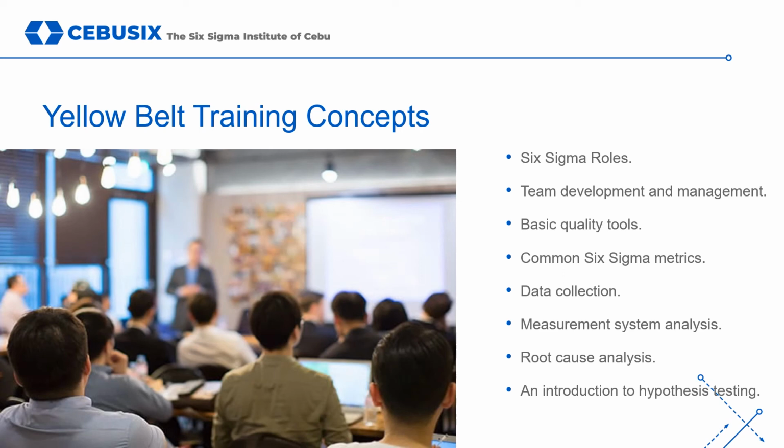They will learn how to use and understand basic quality tools such as Pareto charts, run charts, scatter diagrams, and histograms. Yellow belts even understand the common Six Sigma metrics, how to collect data, and how to conduct a measurement system analysis and a root cause analysis. They even understand the basic principles of hypothesis testing, especially when it comes to determining if their data is normal.